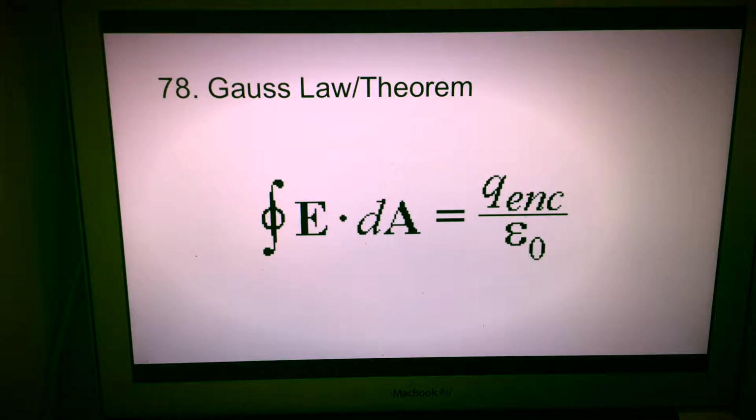78. Gauss's law or theorem. The closed integral of the electric field dot dA equals Q over epsilon 0. This is really hard, but it's not in AP Physics 2. But I know some people are taking AP Physics C. This is in AP Physics C.